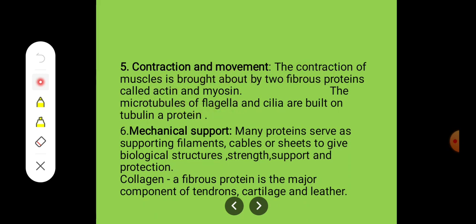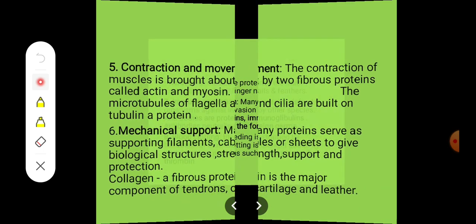Next, mechanical support. Many proteins serve as supporting filaments, cables or sheets to give biological structures strength, support and protection. For example, collagen, a fibrous protein, is the major component of tendons, cartilage and leather.